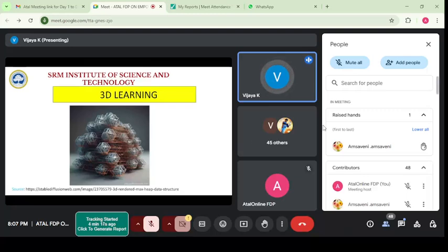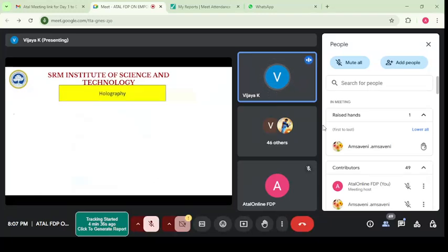So instead of just telling that a max heap would be like this and each one would be assuming it in a different manner, 3D learning with such images will help the student to understand it better. Now we are trying to move to a different level even from this, and that is holography.